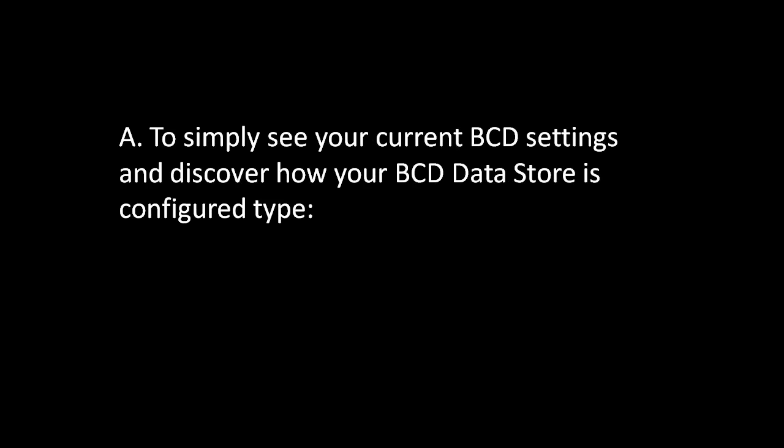Let's take a look at some BCDEDIT commands. First, to simply see your current BCD settings and discover how your BCD data store is configured, type BCDEDIT and follow it with enter from the command prompt. Or if you've booted into the recovery environment using the Windows 7 or Vista DVD, same thing. You would just type that into the command prompt and hit enter, and it would show you your configuration settings.